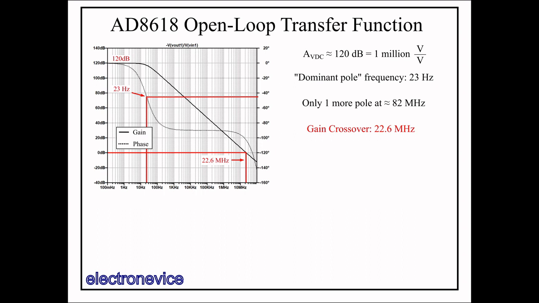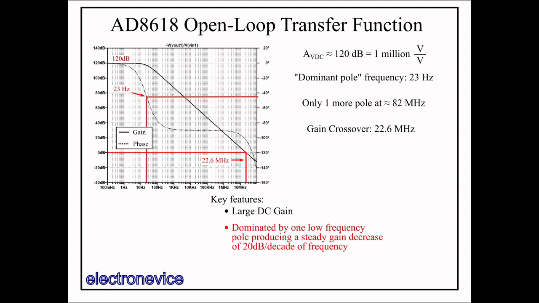So the main features of op-amp open-loop transfer functions relevant to today's video are that they have a high DC gain. They are dominated by a single pole at low frequency, which means that the gain drops by 20 dB per decade for most of the transfer function. And additional poles and zeros start to affect the transfer function right towards the end near the 0 dB point.